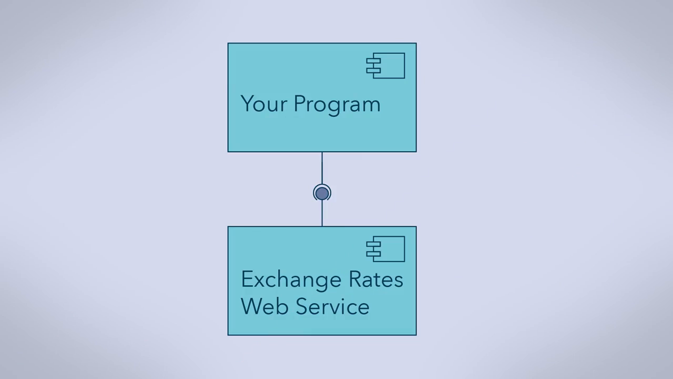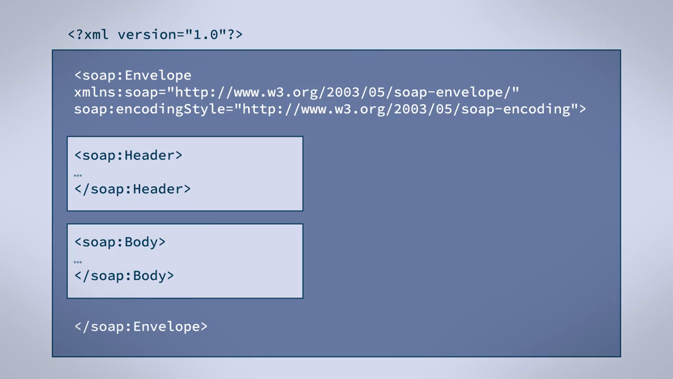Imagine you are using a web service to determine the exchange rate between two currencies. Your program requests this information with a SOAP message. A SOAP message is an XML formatted document. Here's an example of a SOAP message structure.